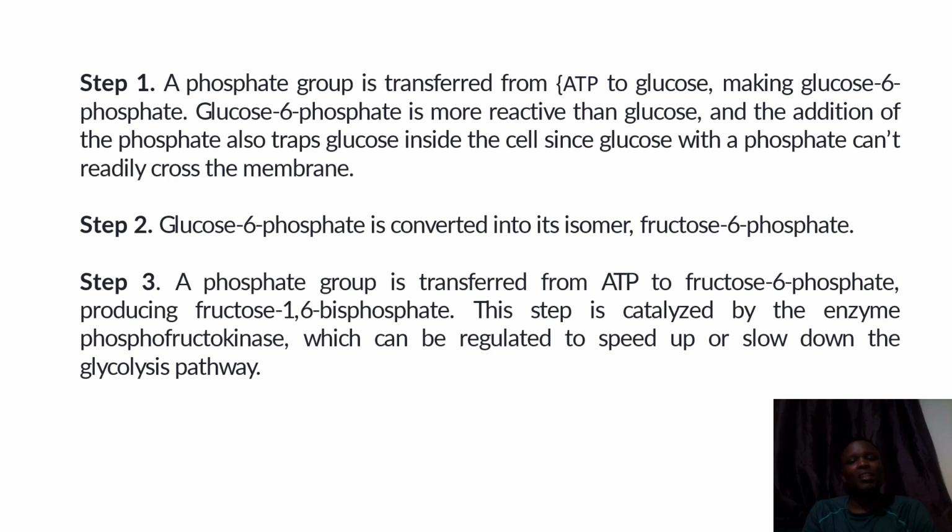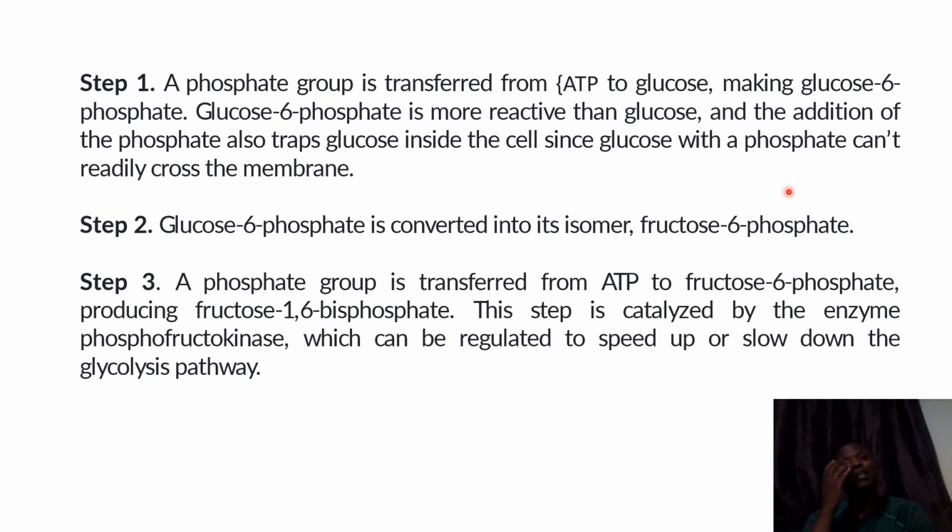Now, in this slide, we have the breakdown of the 10 stages of glycolysis, but in this slide, we have the first 3 steps. In step 1, a phosphate group is transferred to glucose to make glucose 6-phosphate. In step 2, glucose 6-phosphate is converted into its isomer, which is fructose 6-phosphate.